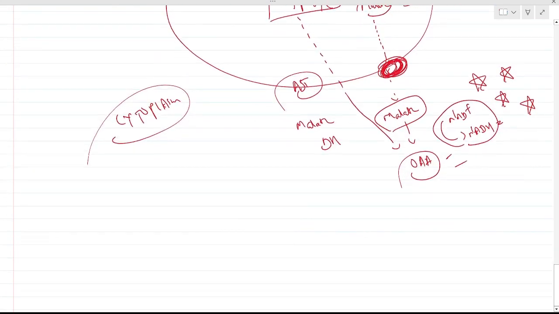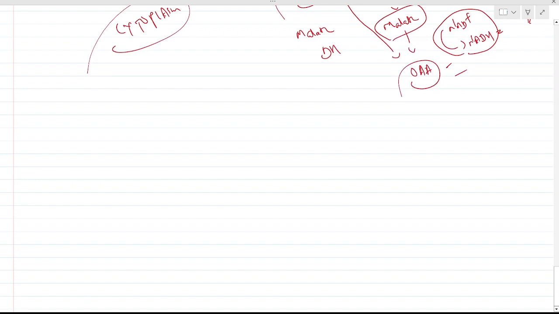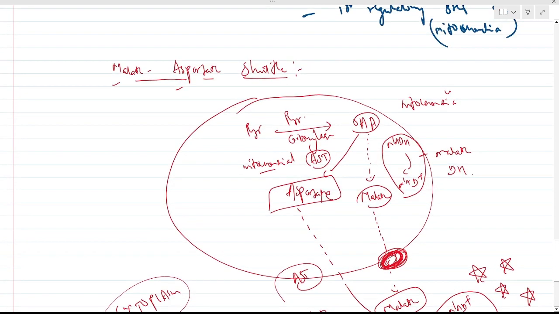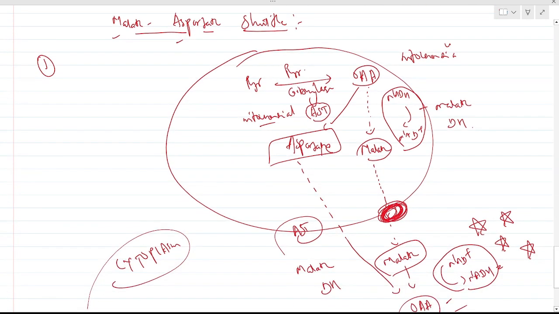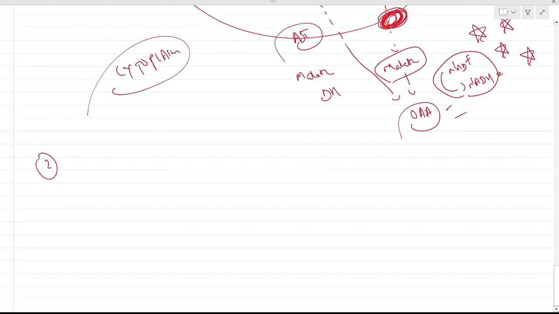Oxaloacetate is removed from mitochondria to cytoplasm. So this is the starting of our gluconeogenetic steps. But we are not going to write the steps here. We will write the steps from a little bit further. Now as oxaloacetate has come out to the cytoplasm, a 4-carbon compound, it is acted upon by phosphoenolpyruvate carboxykinase.